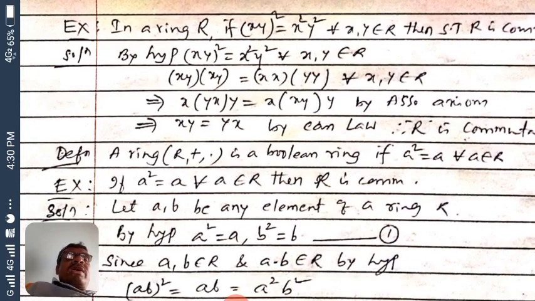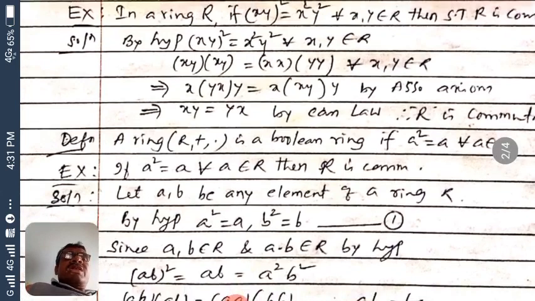The definition for another one is a Boolean ring. A ring (R, plus, dot). Here one point to remember: (R, plus, dot) indicates it is an algebraic structure. Basically, what is an algebraic structure? A structure containing more than one binary operation is nothing but an algebraic structure. That was already discussed in a group. Similarly, a ring (R, plus, dot) is a Boolean ring if a square equals a for all a belonging to R.